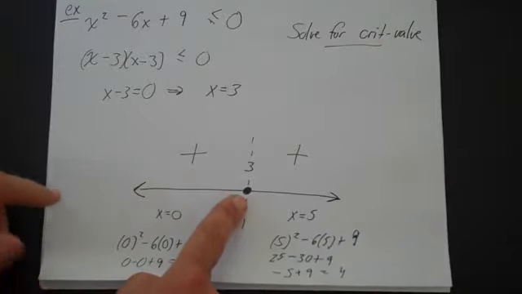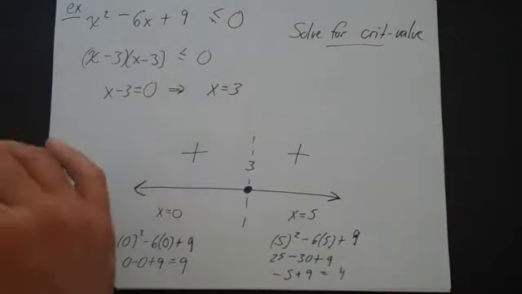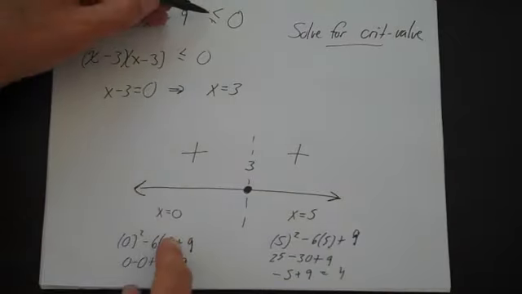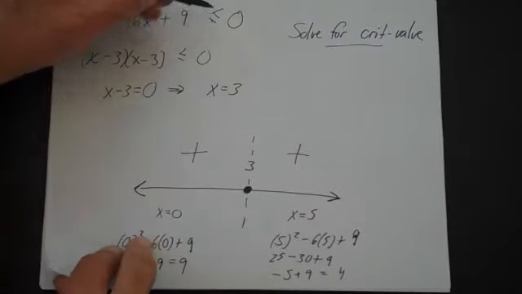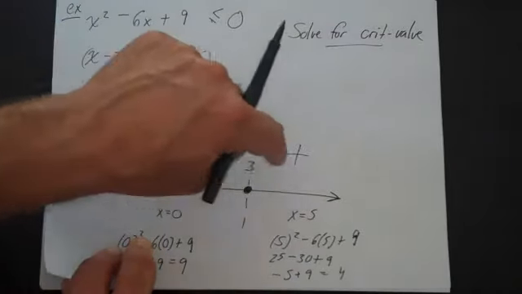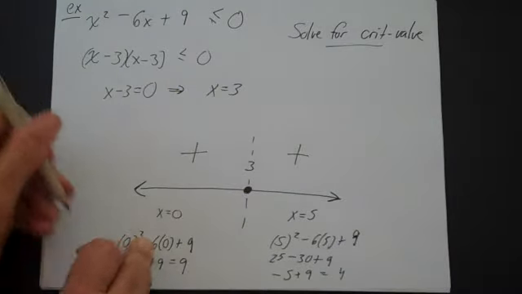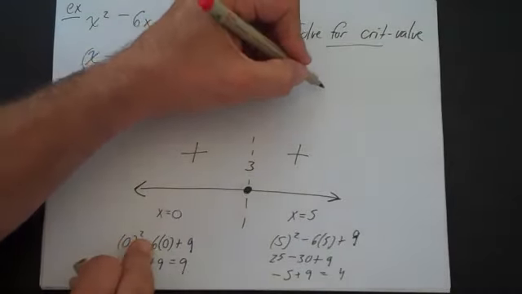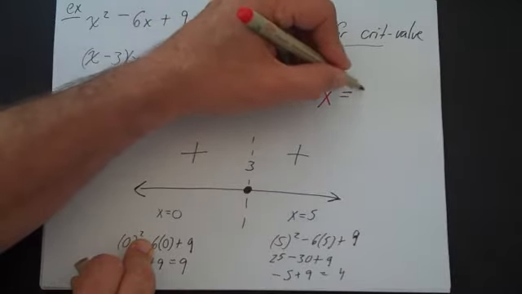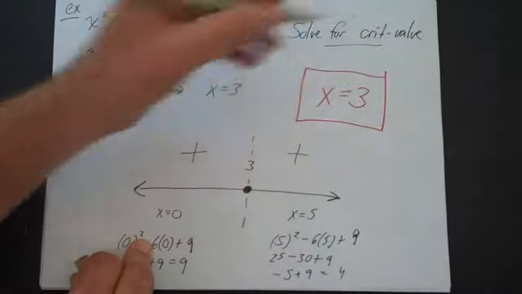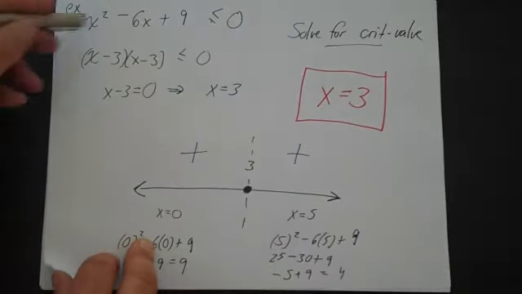What you're going to see here then is you want all negative values, or 0 values. This is not negative, that's not negative. That right there is the only place where the solution is. So the solution set here is going to be x equals 3. And that's the only place that this statement is true.